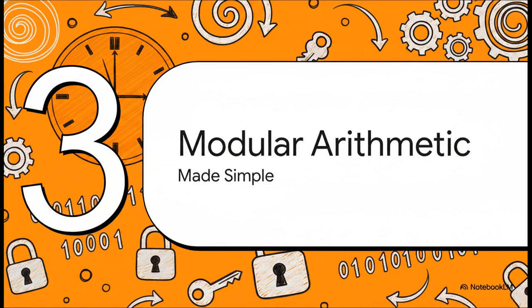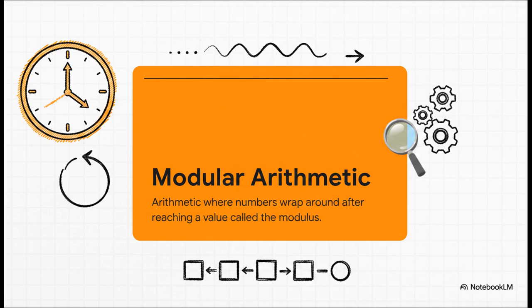Section 3, modular arithmetic made simple. So, to simplify complex integer operations, we use modular arithmetic. This is the operating environment where nearly all modern cryptographic math takes place. Just think of the modulus like a clock. Once you pass 12, you loop back around to 1, which is really just another way of saying we only care about the remainder. If it's 10 o'clock and you add 4 hours, well, it's 2 o'clock, right?